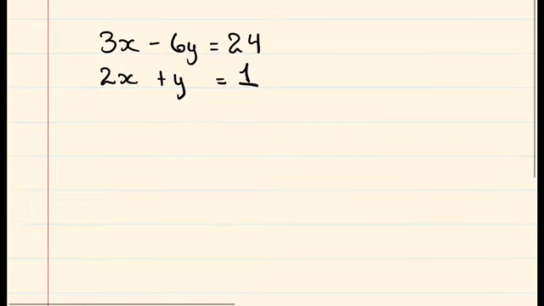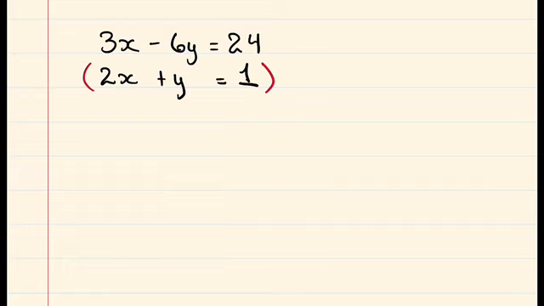Okay, so the first thing we want to do is try and get the y coefficients the same number. If we see here, the first y coefficient is -6. The second y coefficient we're going to want to make 6 as well. So to do that, we're going to have to multiply the whole second equation by 6, because 6 times 1, which is the coefficient of y in this case, is 6.